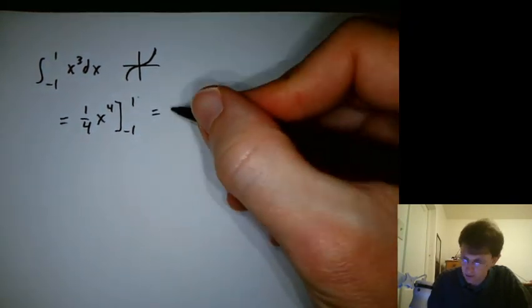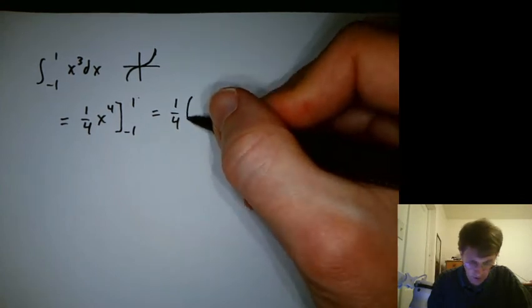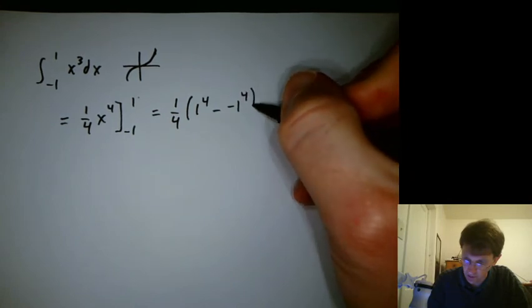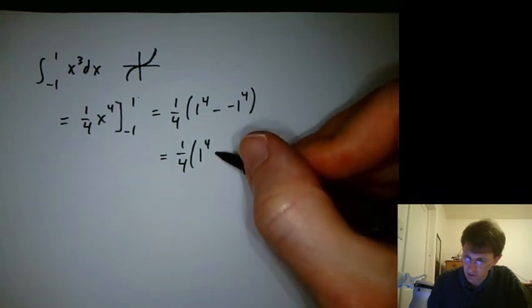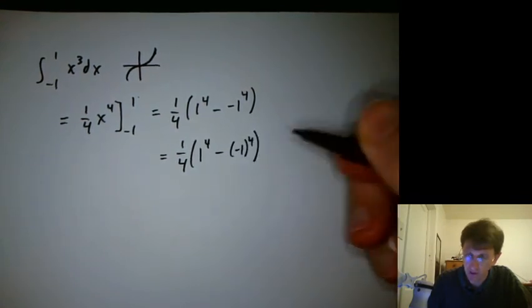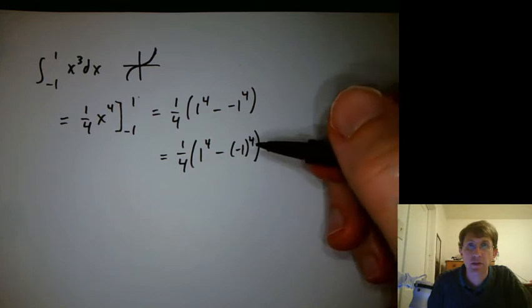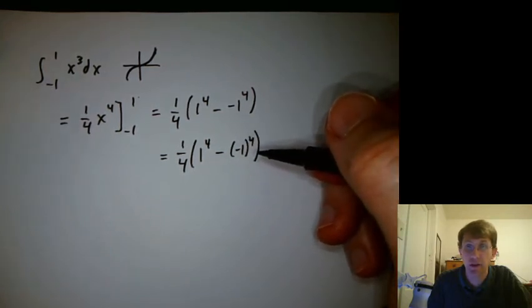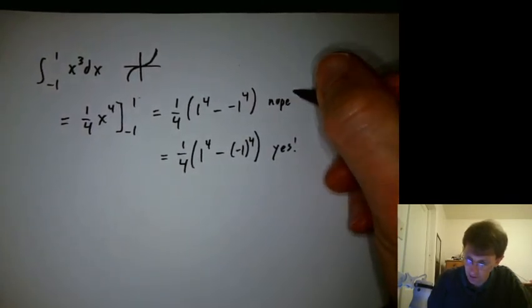And then, let's see, some people would say this is 1/4 of 1 to the 4 minus 1 to the 4. Other people would say this is 1/4 of (1 to the 4 minus (-1) to the 4), like that. Which one of those looks more correct? Or do you think they're the same thing? Well, you're probably guessing, oh, with extra parentheses there, that's probably safer, and that's what we should do, and that's right. So we'll put a yes there, and a nope there.